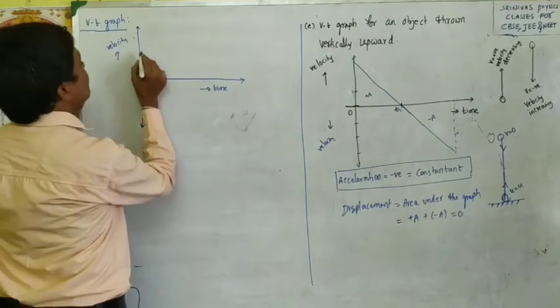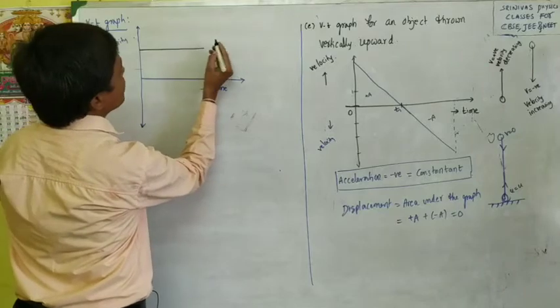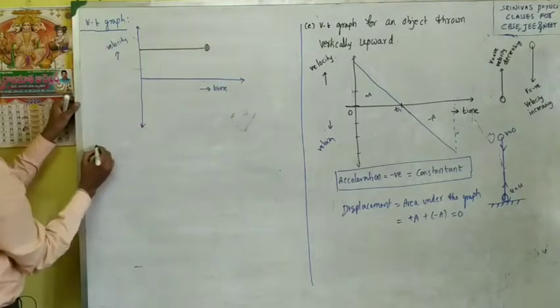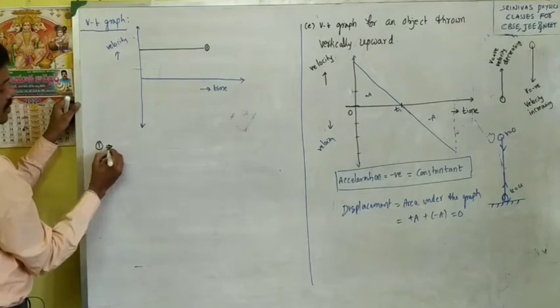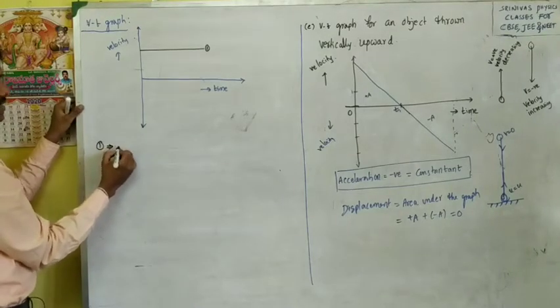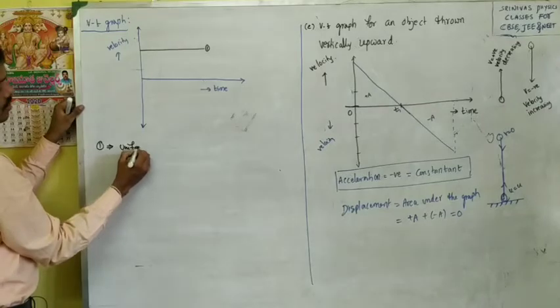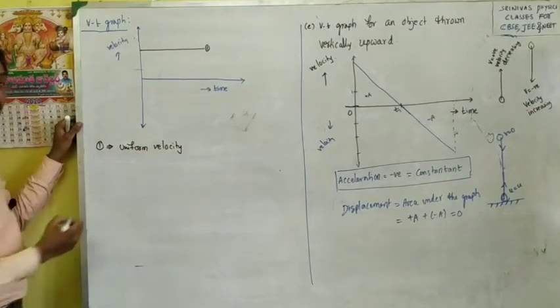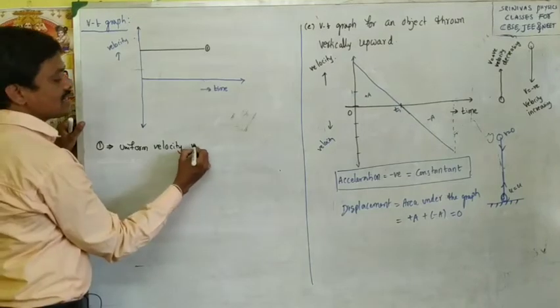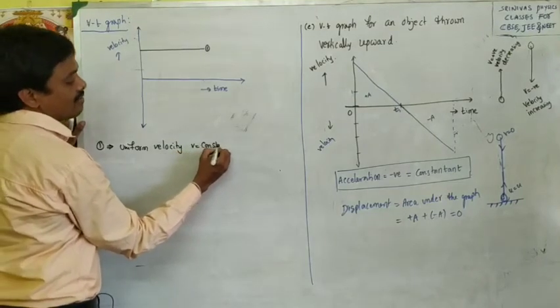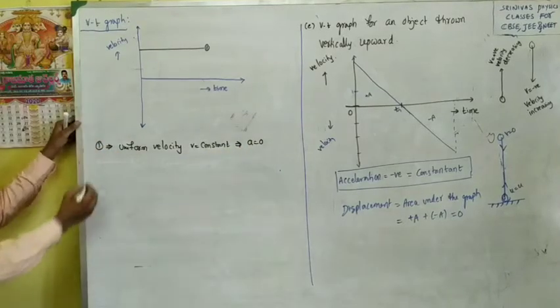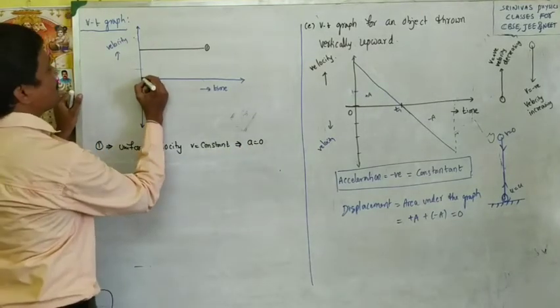Firstly, we got a graph like this. This is graph 1, and what does it indicate? Graph 1 indicates uniform velocity, constant velocity. Velocity constant means what is the acceleration? Acceleration is zero, very simple.